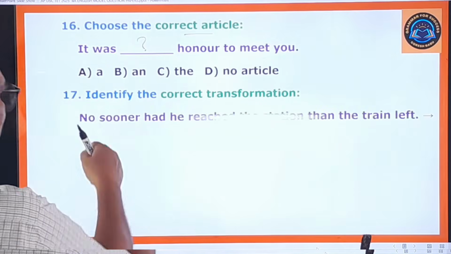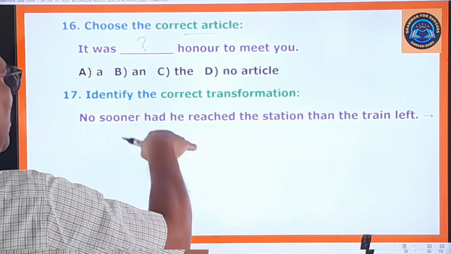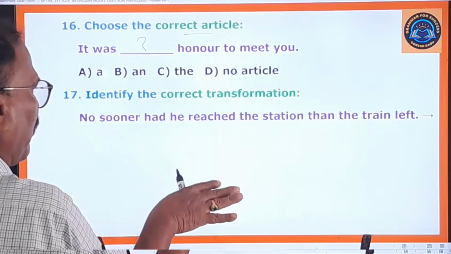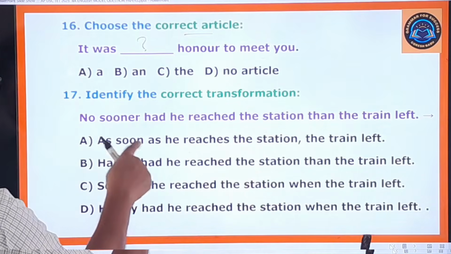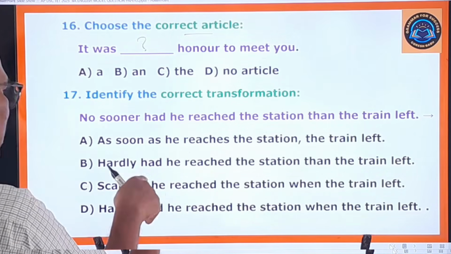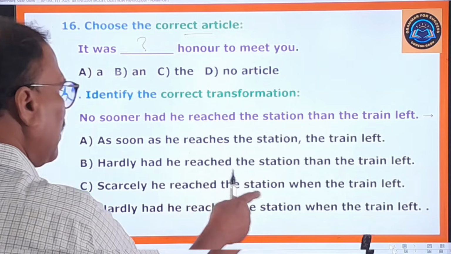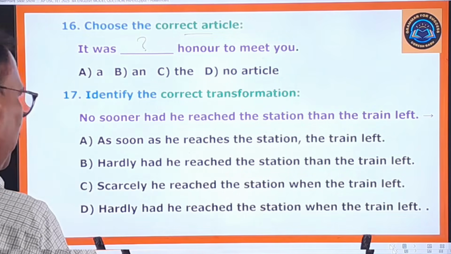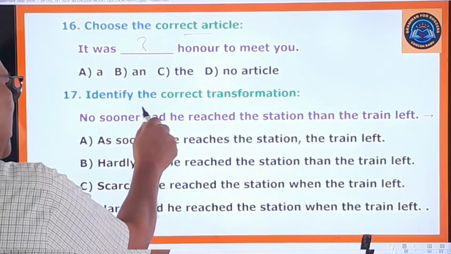So you will be given a sentence here and you have to change this sentence into the other relevant form. As soon as he reaches the station, the train left. Hardly had he reached the station than the train left. Scarcely he reached the station when the train left. Hardly had he reached the station when the train left. So you choose the correct transformation of this sentence.